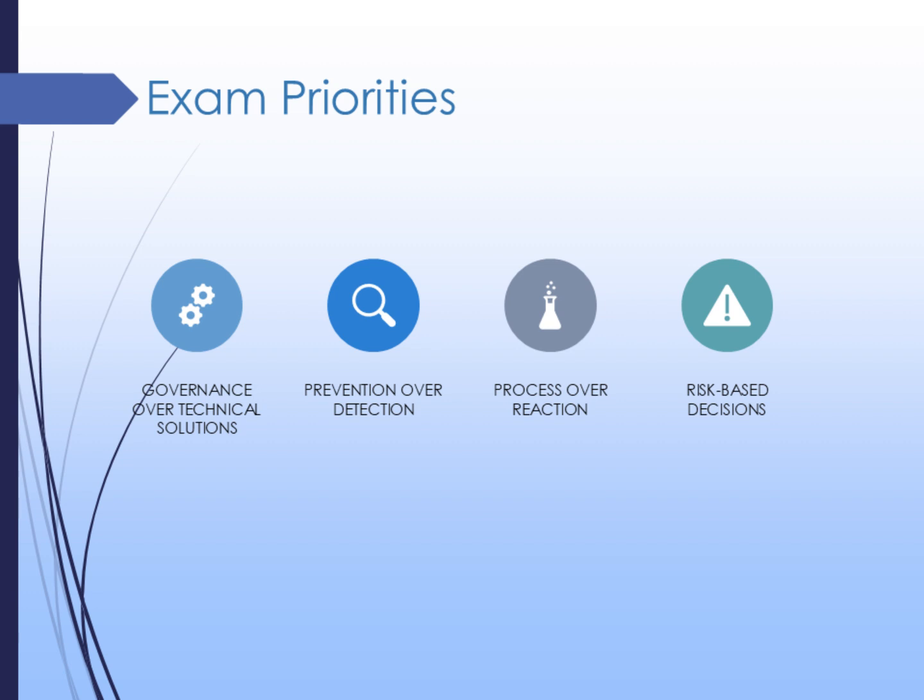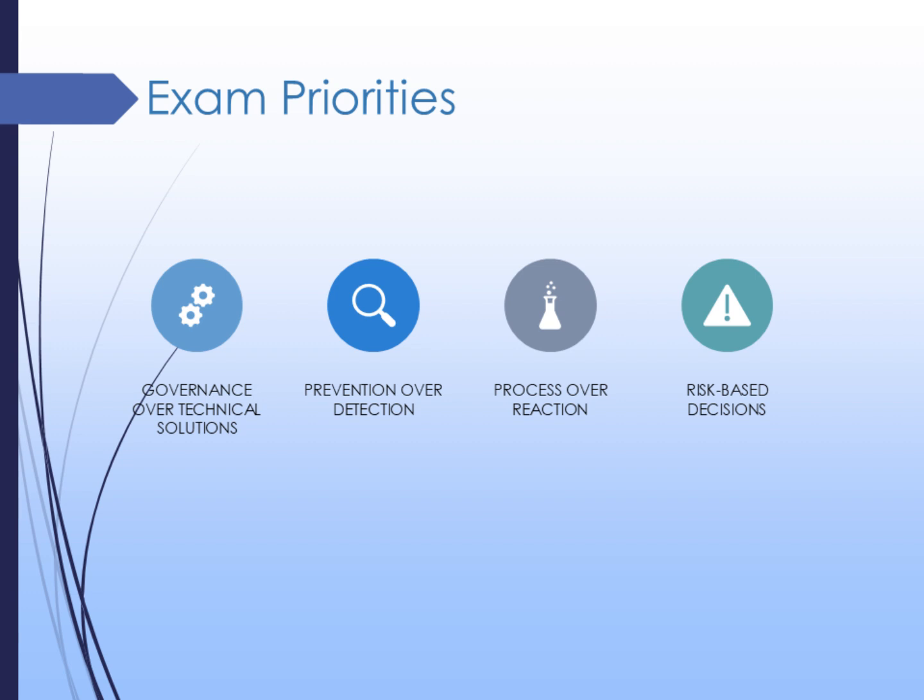Another common theme is prevention over detection. Preventive controls are generally stronger because they reduce the likelihood of incidents occurring in the first place. However, context still matters, and the best answer always depends on the specific risk and business situation being described. The exam also tends to prioritize process over reaction. Rather than responding only after problems occur, stronger answers usually focus on improving processes, strengthening controls, and addressing root causes before incidents happen again. And finally, nearly every question in the exam is driven by risk-based decision-making.